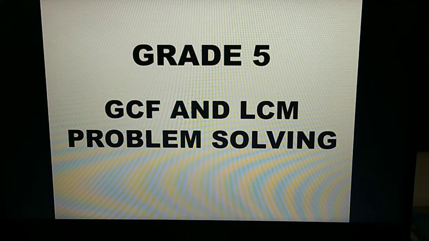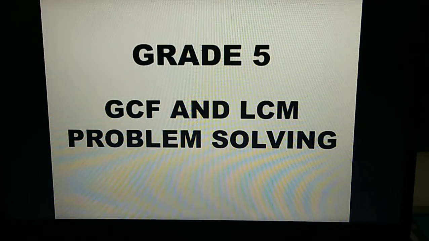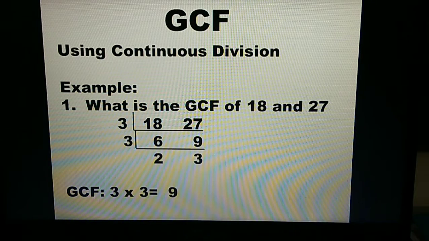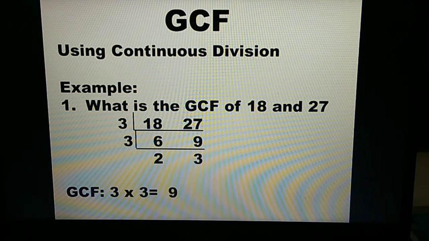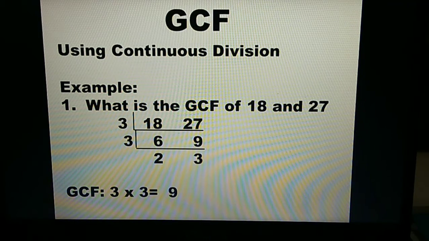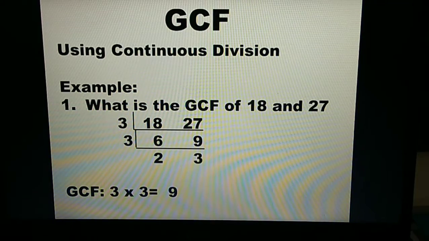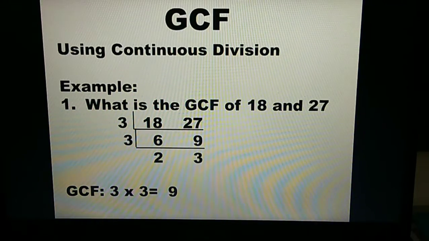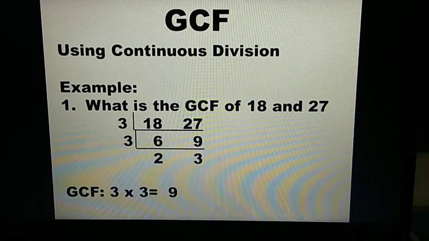So, paano ba kumuha ng GCF? So, ang gagamitin natin ay continuous division method. Let us have example. What is the GCF of 18 and 27? So, isusulat natin siya in two horizontal form. So, the given numbers are 18 and 27.